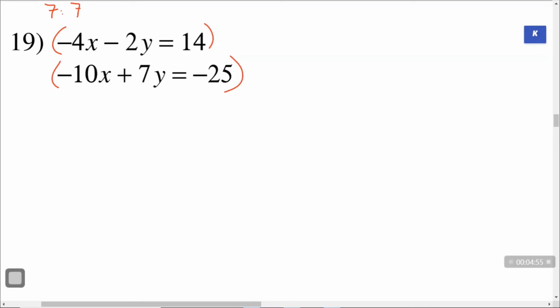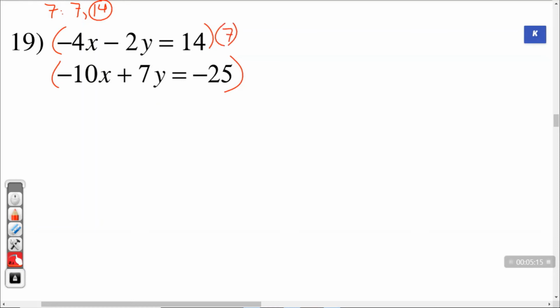So 7. Does 2 go into 7? No, it doesn't. 14. Does 2 go into 14? Yes, it does. 14's my goal. So I want to try and make this 14 and this 14. That's my goal here. So I need to ask myself, what am I multiplying by to get there? Well, what times 2 is 14? Well, 7.